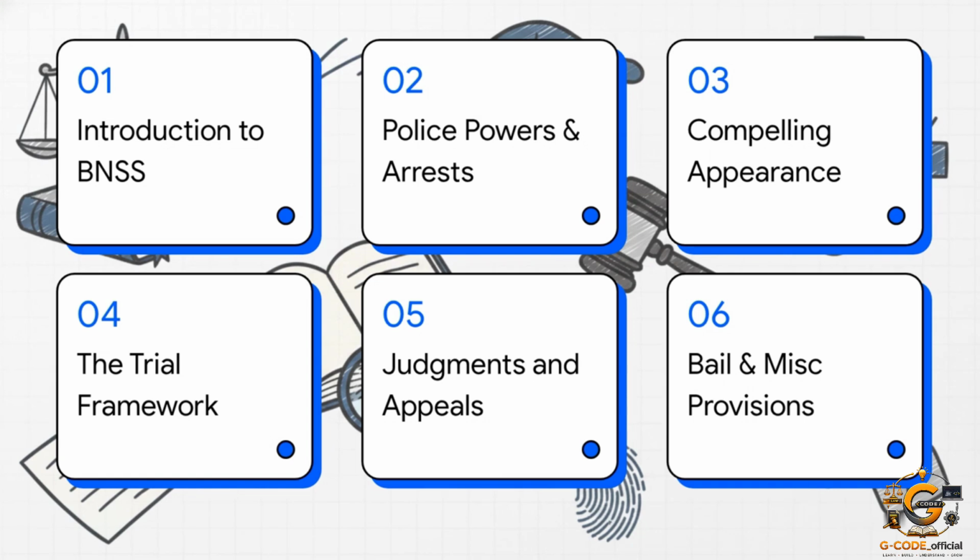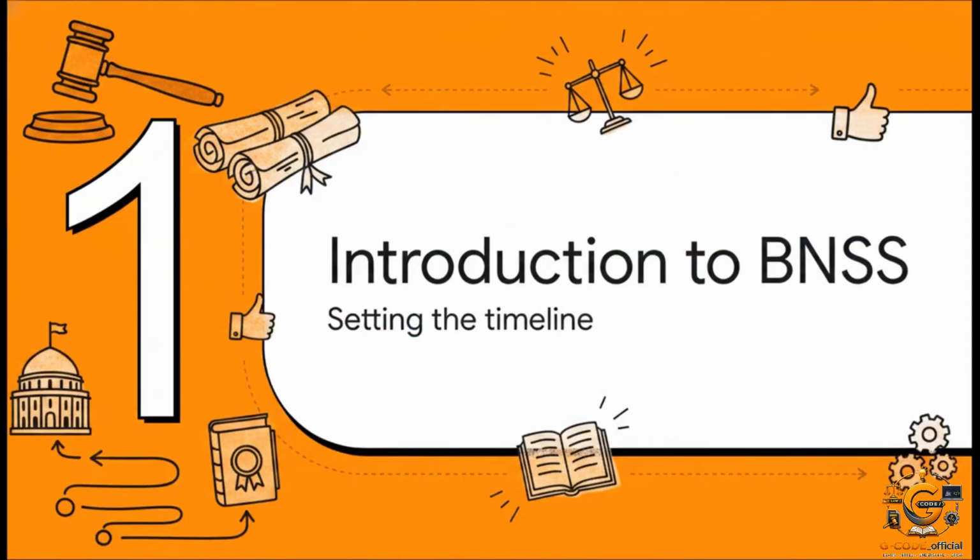First, an introduction to the BNSS. Second, police powers and arrests. Third, compelling appearance. Fourth, the trial framework. Fifth, judgments and appeals. And finally, number 6, bail and miscellaneous provisions. Let's jump into Section 1, Introduction to the BNSS and Setting the Legal Timeline.